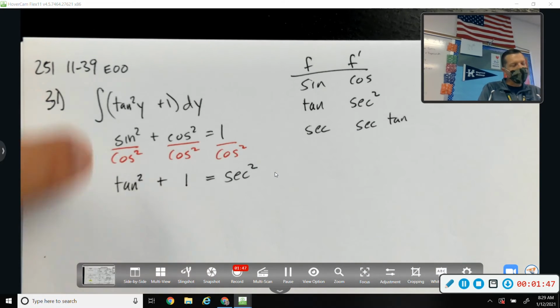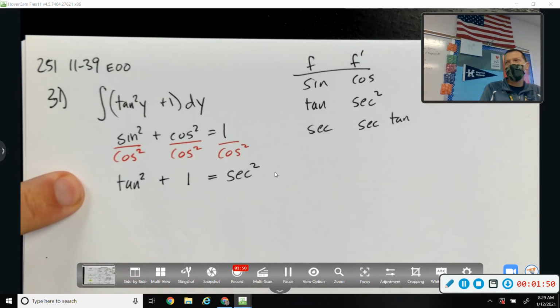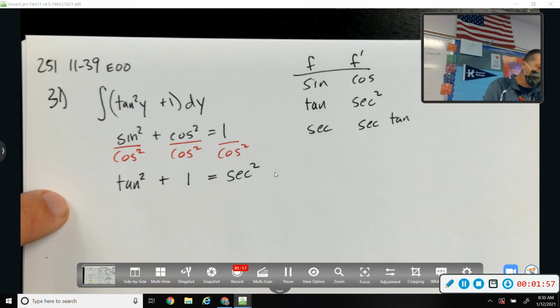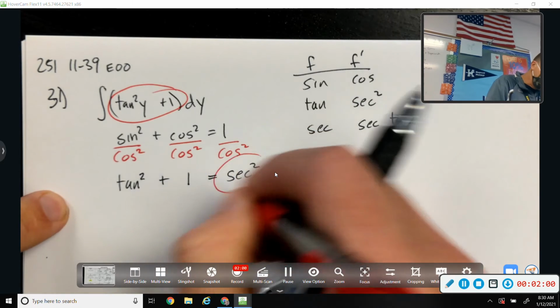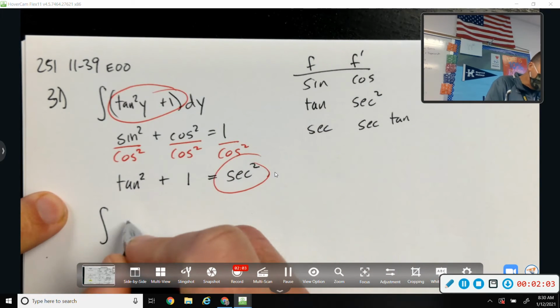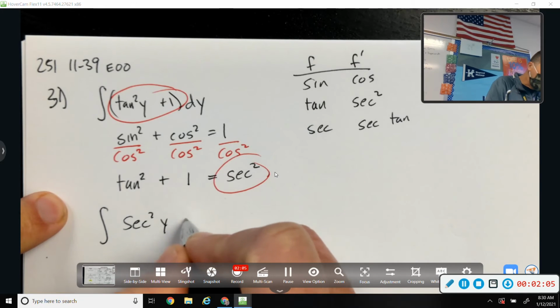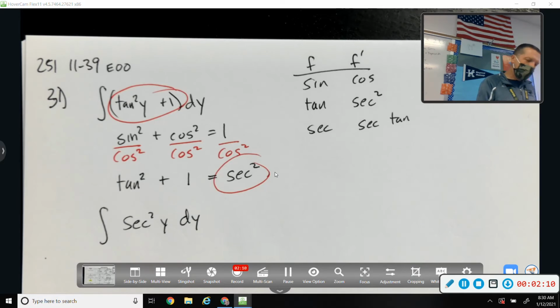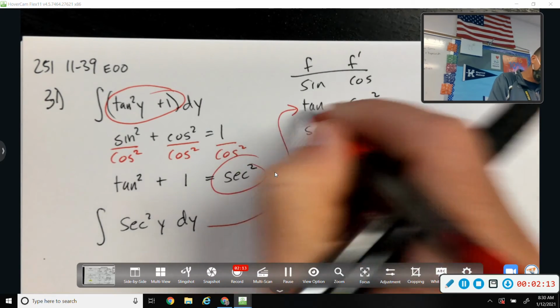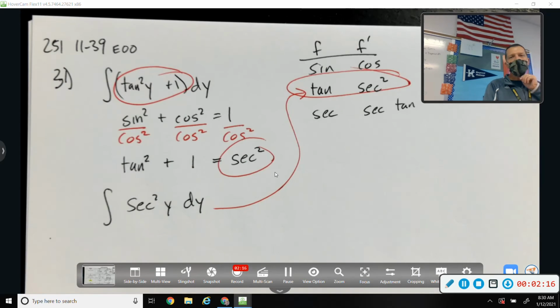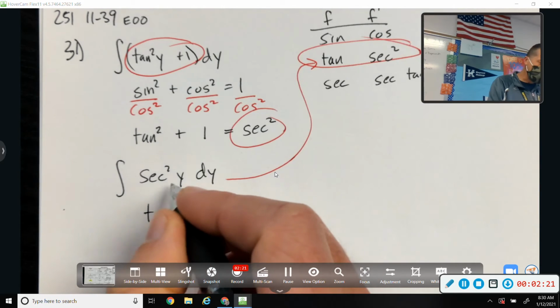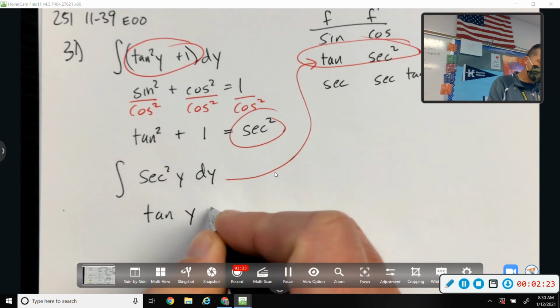So this called upon a trig identity that we probably haven't seen in a long time. And even though we're hopefully familiar with sine squared plus cosine squared is 1, the other one is a little more obscure. But whatever. We had to do some trig first here. Secant squared y dy. And then now that fits. We're like, okay, that one we know. If we go backwards from secant squared, we get tangent of y, because we're in the y variable, and then don't forget the plus c.